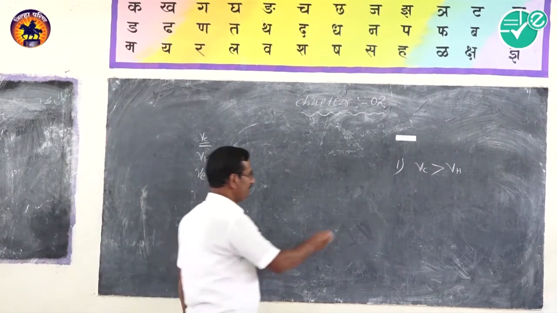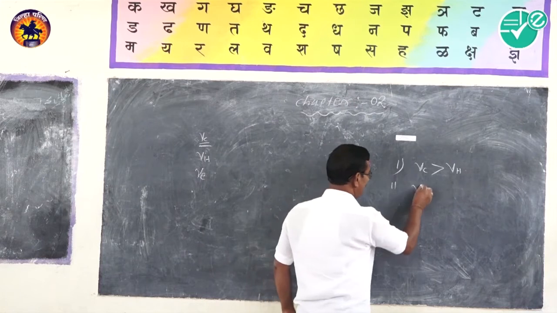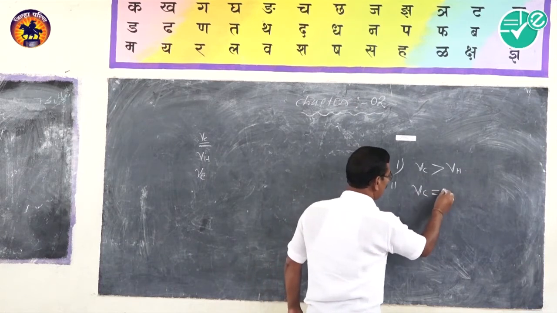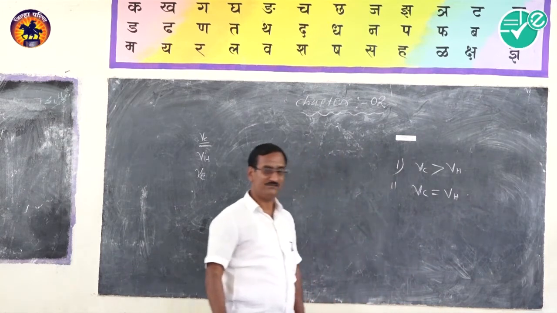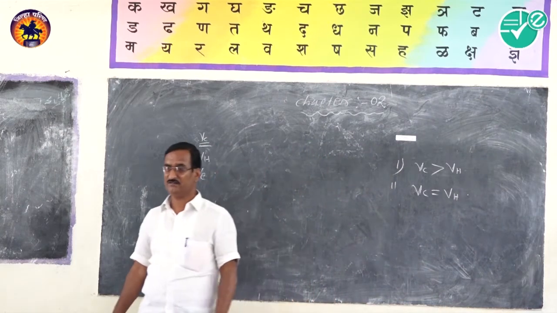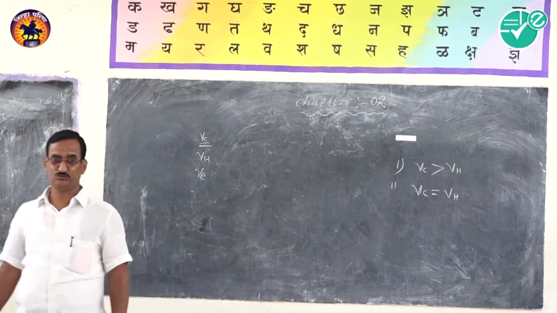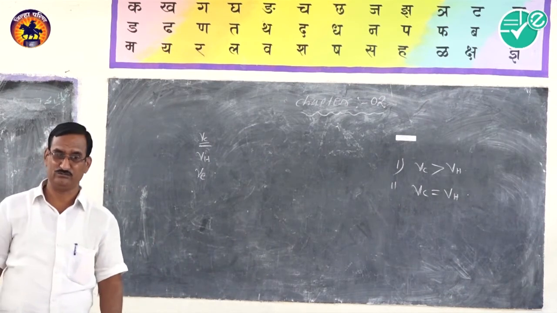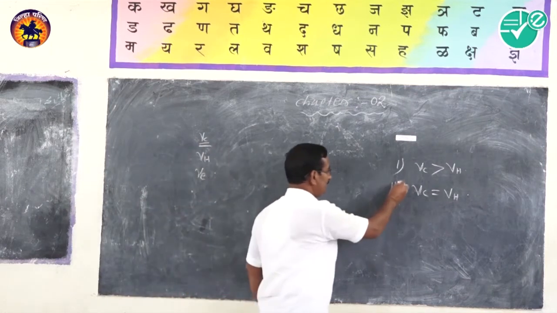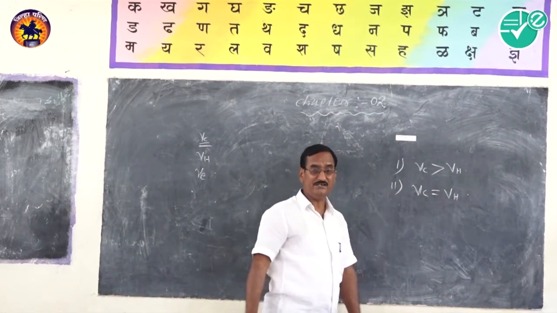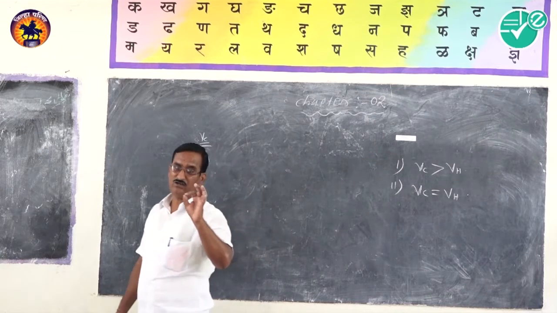Second condition, where Vc is equal to Vh. Then the satellite goes to the desired height, turns into the horizontal direction, and revolves in a circular orbit.